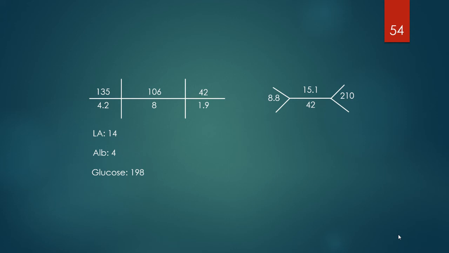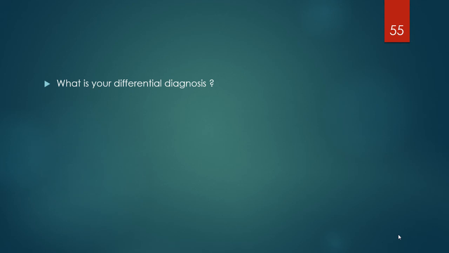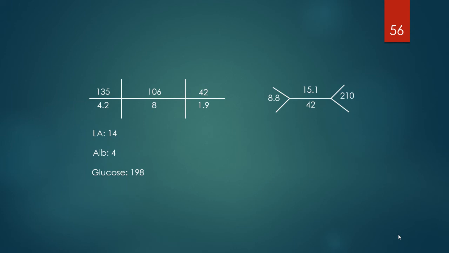These are the labs. Sodium 135, K 4.2, chloride 106, bicarb of 8, BUN 42 with a creatinine 1.9, hemoglobin 15.1, with a lactate of 14, albumin 4, glucose 198. What do you guys think? Anything you need to know?